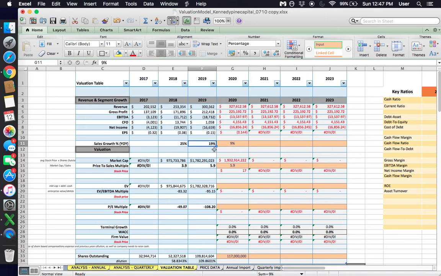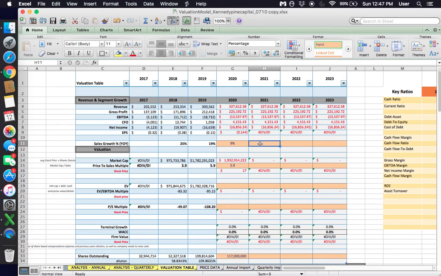Which is not as good as previous years. And that kind of thing will affect the stock's multiple. So they're going to grow 9% in 2020. So maybe their multiple won't expand as much. Their sales growth is not as great, so maybe their multiple will stay at 5.9.